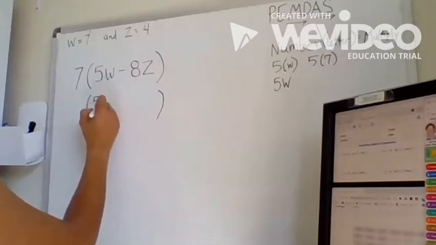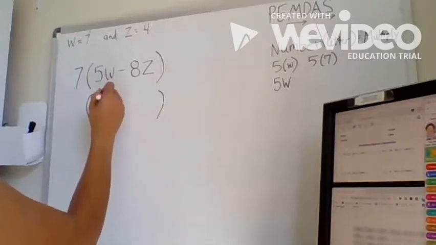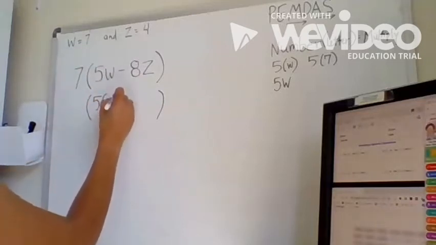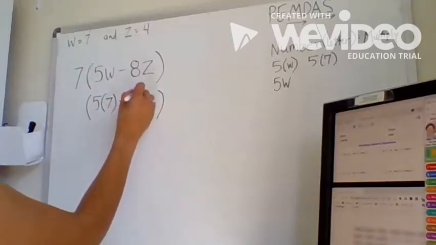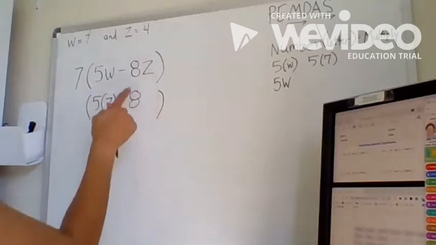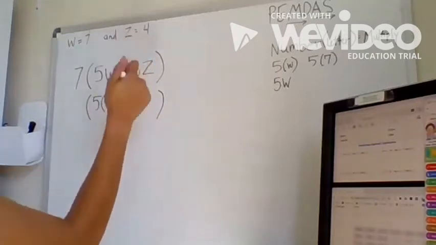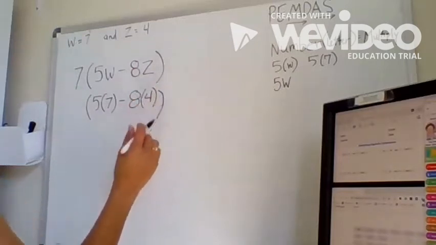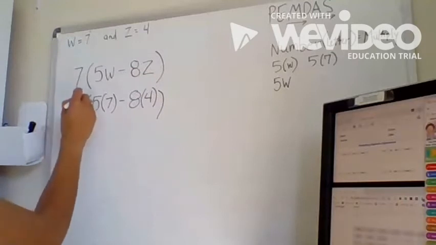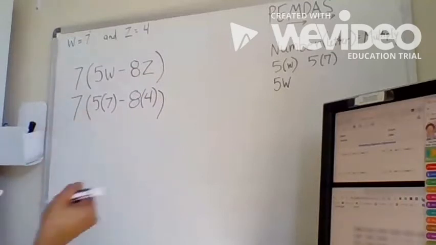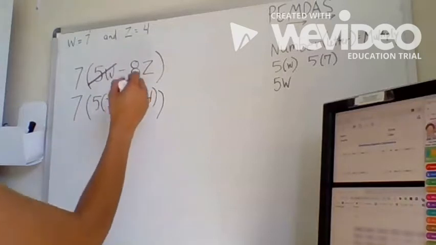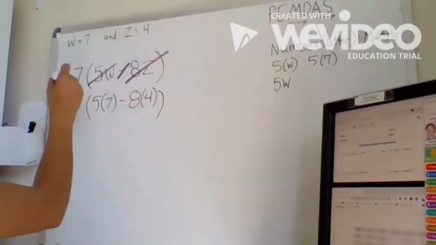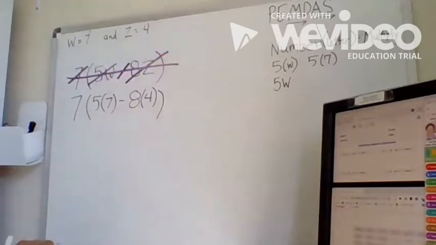Parentheses. This is 5. Remember, this is 5 times W, so I'm going to say 5 times 7, because that's what W is. Bring my minus, and we have 8 times Z, what's Z? 4. Parentheses. And then I bring the 7 down. All right, so I decoded that one. I already brought my minus down, and I brought my 7 down. So I'm done with all of those.